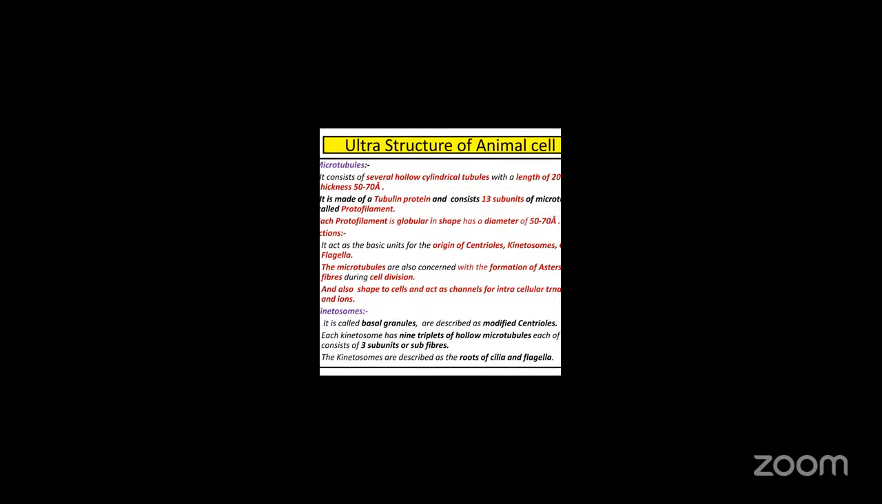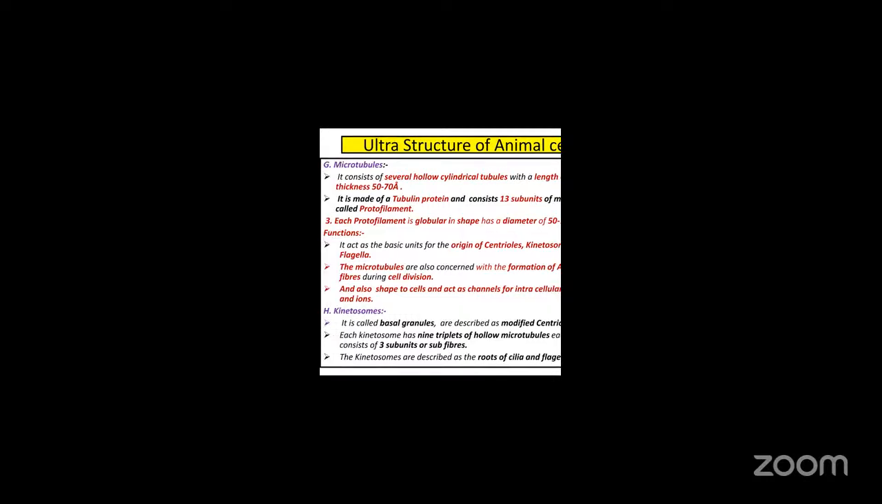Now, apart from these, you also have another structure which is present in the animal cell, that is what we call kinetosomes. The kinetosomes are basically called the basal granules, and they are described as modified centrioles. Each kinetosome has 9 triplets of hollow microtubules, each of which consists of 3 subunits or subfibers.